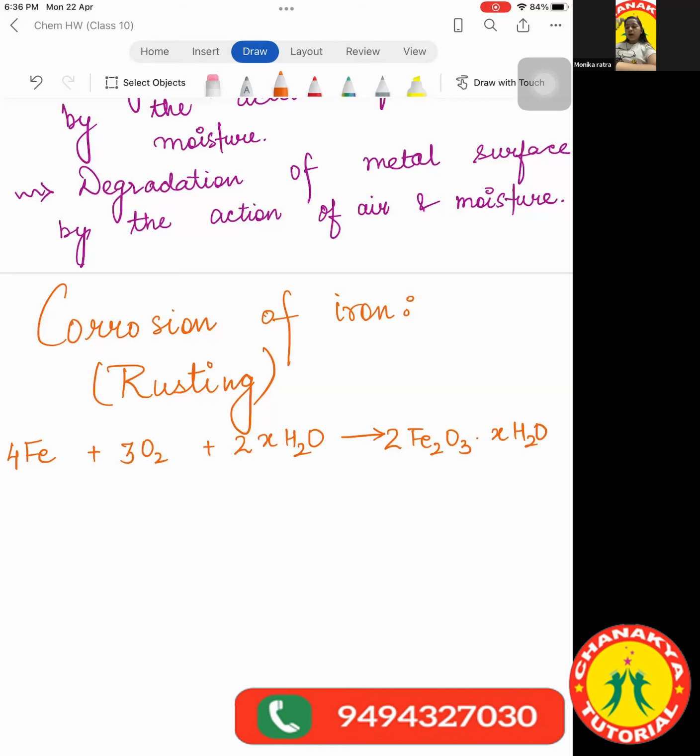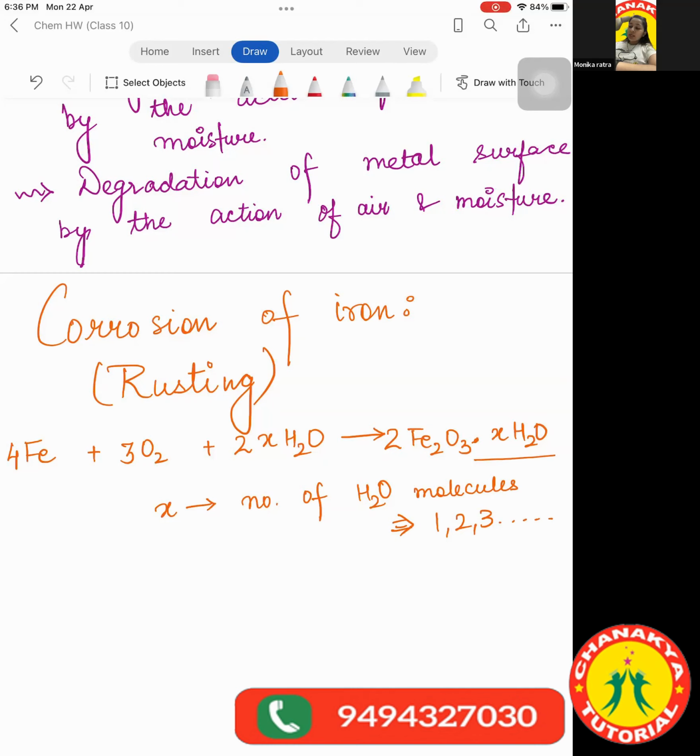So children, before you ask, this X represents the number of water molecules. Because the number of water molecules differs from place to place, we write X, and it starts from 1 and so on. Now, what does this dot XH2O represent? This is the fixed number of water molecules which are attached with the iron.